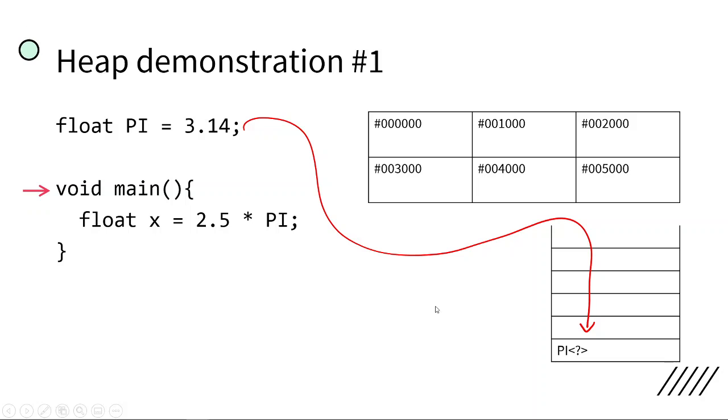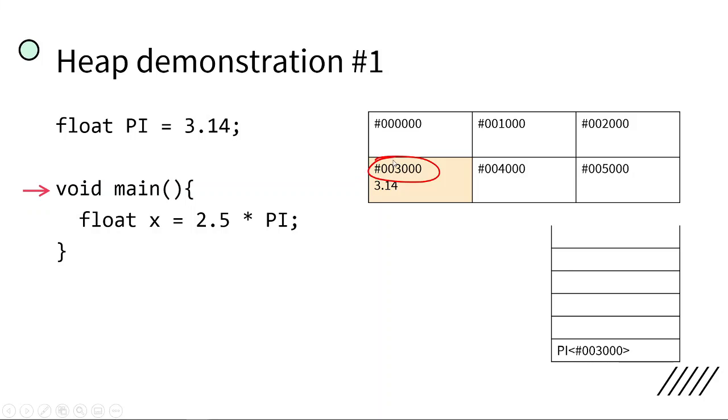So actually, the value of pi is not 3.14 if we talk about the internal workings, because again, it is a global variable. So let's just say that 3.14 is saved in our heap, which is at hashtag 3000. So what is saved in pi is the address of the heap, which is hashtag 003000. Okay?